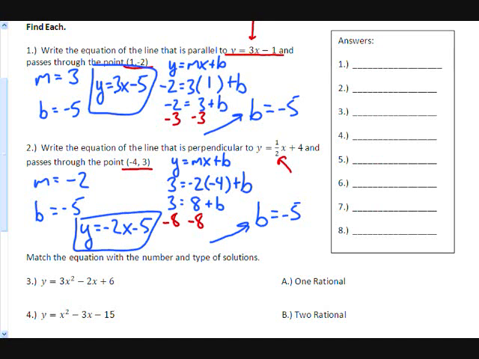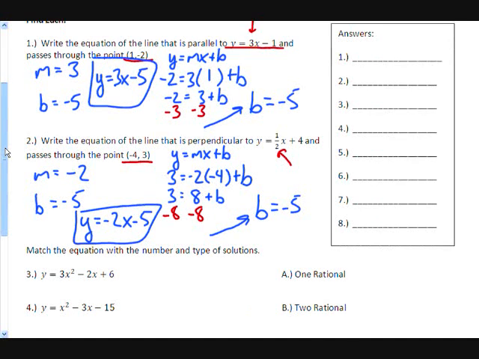Okay, so again, find the slope, find the y-intercept, plug it in. Parallel lines, the slopes are the same. Perpendicular lines, the slopes are opposite reciprocals.